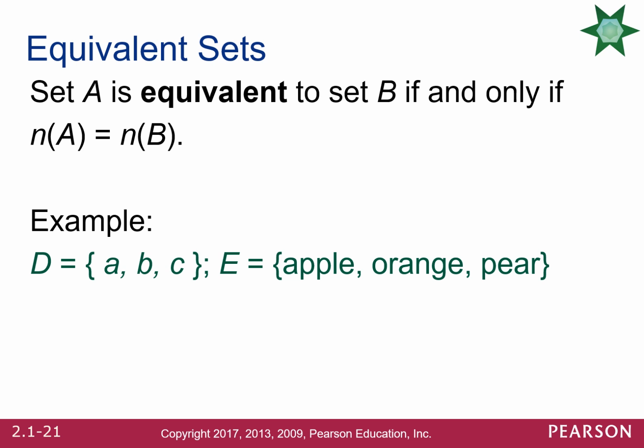All right, so here's an example. Set D has elements A, B, and C. E has elements apple, orange, and pear. And as we can see, n(D) is 3, and n(E) is also 3. So that makes the two sets equivalent. All right.